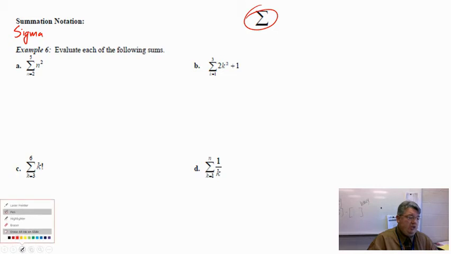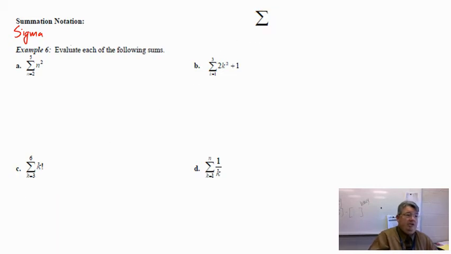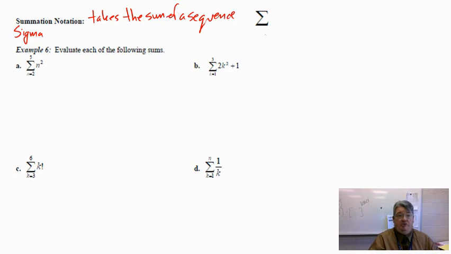Now, summation notation, or sigma notation, takes the sum of a sequence. It takes a sequence and it adds the terms together. That's what it does. And there's 3 components in this. There's the sequence itself, so the formula. That's what's right here. This is where you start taking your summation, and this is where you stop.